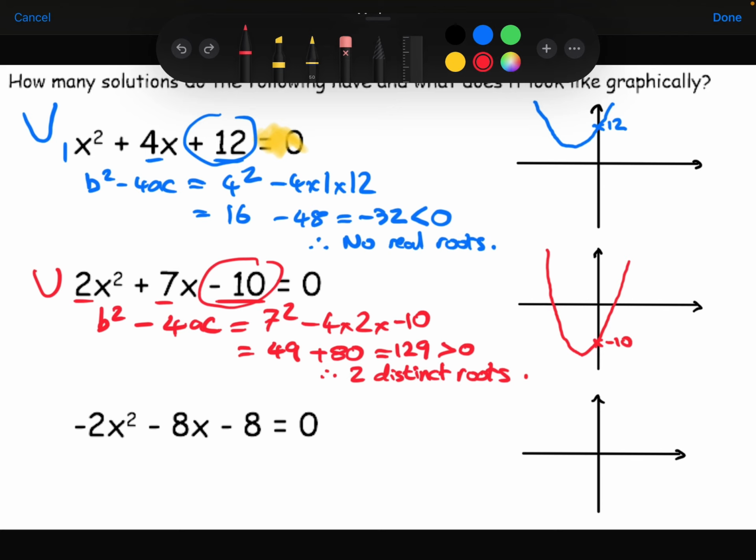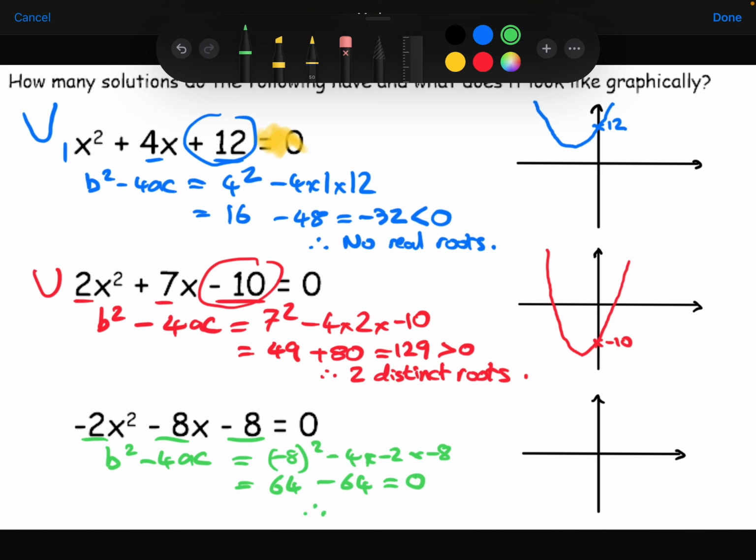Third example, minus 2x squared minus 8x minus 8 is equal to 0. So again, let's have a look at the discriminant here. B is minus 8. Minus 4 times A is minus 2. Times C is minus 8. So this gives me 64 minus 64, which equals 0.